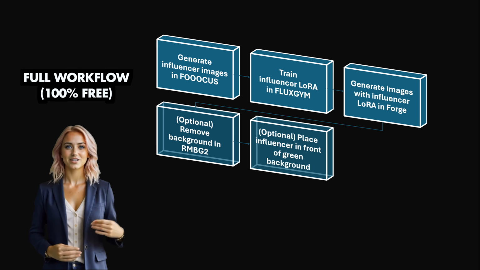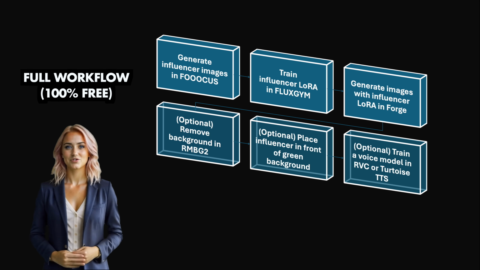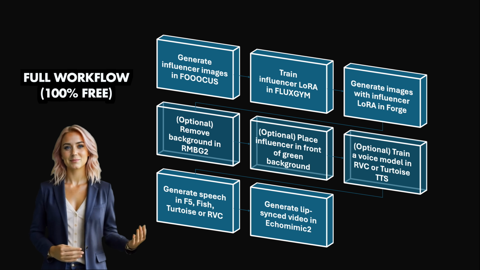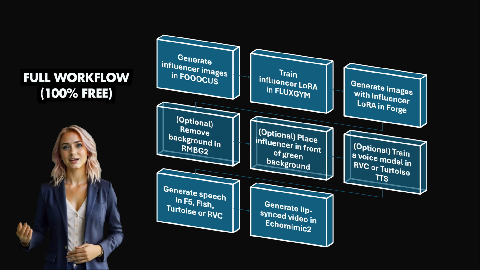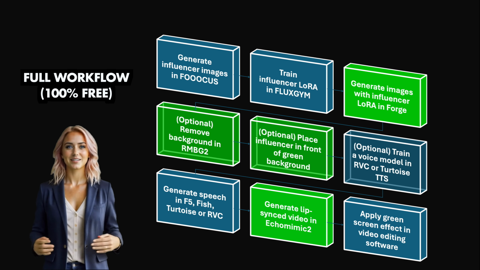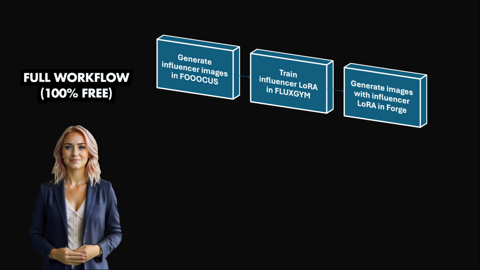The speech can be generated using tools that require you to train a model, but you can skip the training if you are happy with the quality of zero-shot tools like F5 or Fish. Finally, you can then generate a lip-synced video of your inputs in Echomimic 2, before then incorporating the output in your video editing software. The steps that are highlighted in green are the ones we'll look at in detail, and there are some shortcuts you can take, but let's start at the beginning with the first two steps.